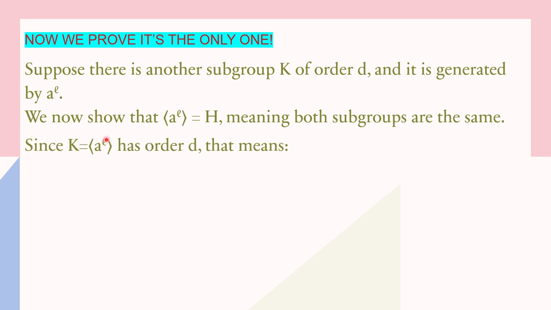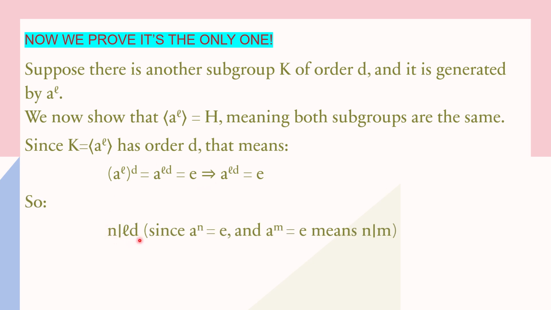Since K is generated by a^l and has order d, that means we can write (a^l) raised to d, because when the order was n in the previous slide, as we saw, for a group the order was n, so it was a raised to n. Here a^l is the generator, so a^l will be raised to the order, which is d. So it will be a^(ld), which will be equal to e. Why is it equal to e? Because we saw in the previous slide that a^n was equal to e. So similarly a^(ld) will be equal to e.